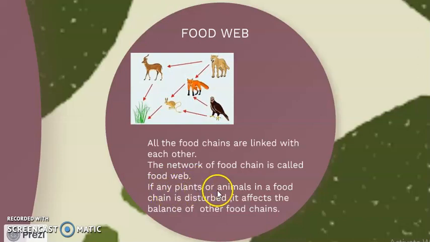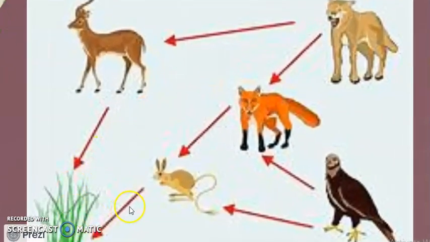So if any plants or animals in a food chain is disturbed, it will affect the whole food web. So you can see here, grass is not only eaten by a rabbit, but it's also eaten by a deer. Now the rabbit is eaten by the vulture or eagle, and the fox when it dies. So all of them, you can see the carnivore, it is eating the wolf also as well as the deer. So they are all interconnected.